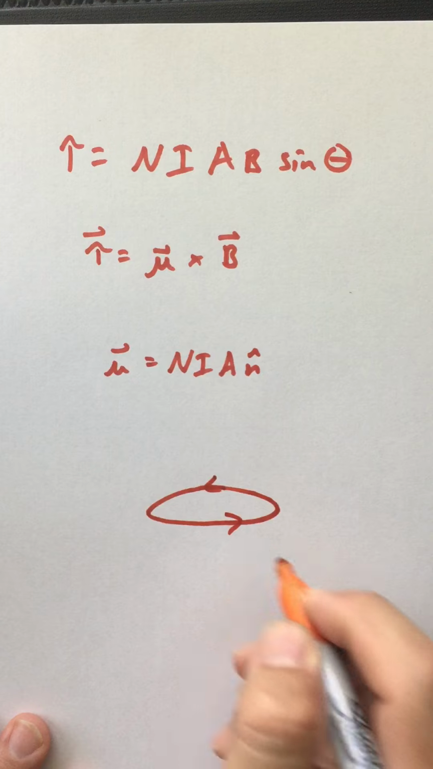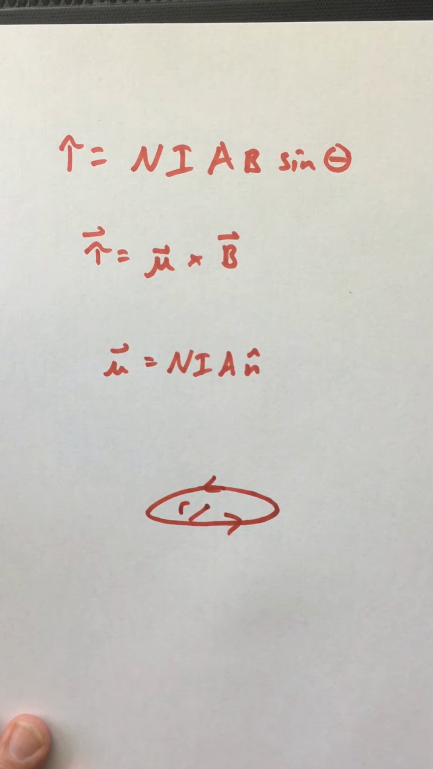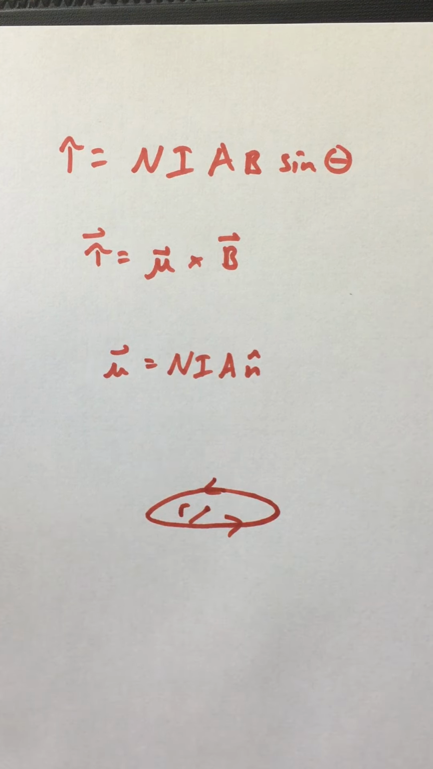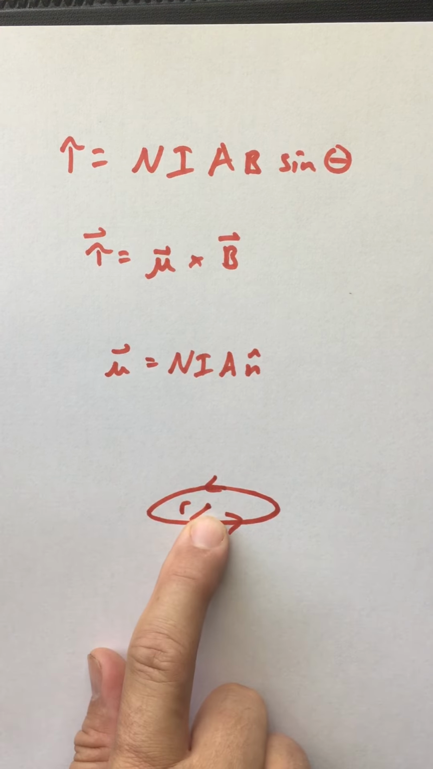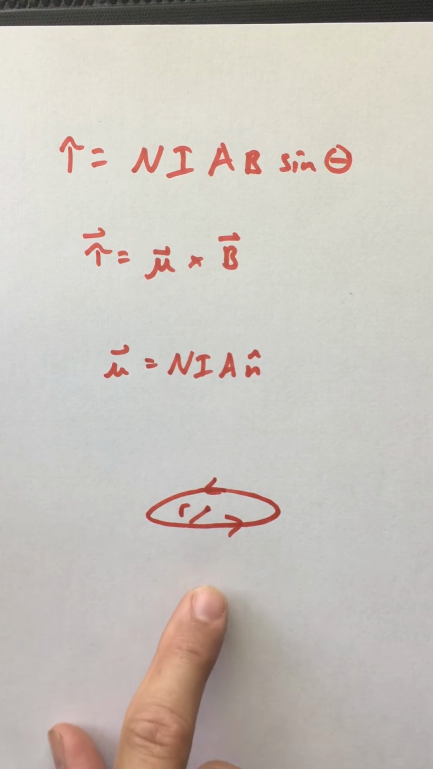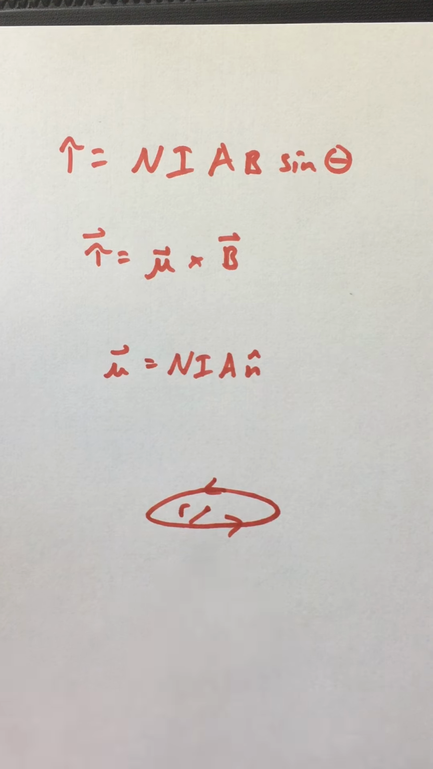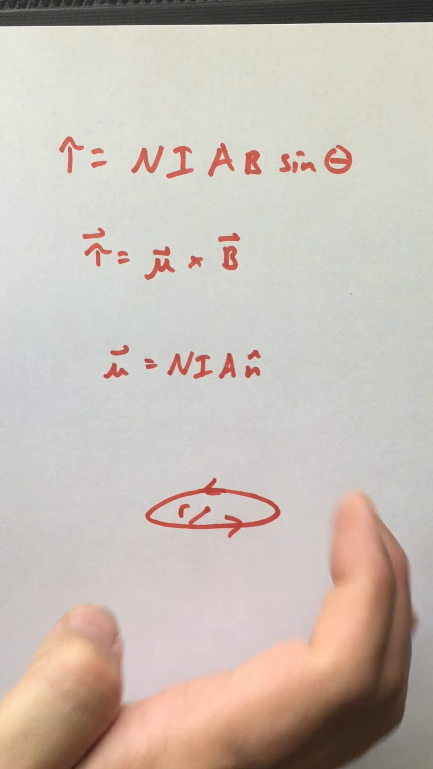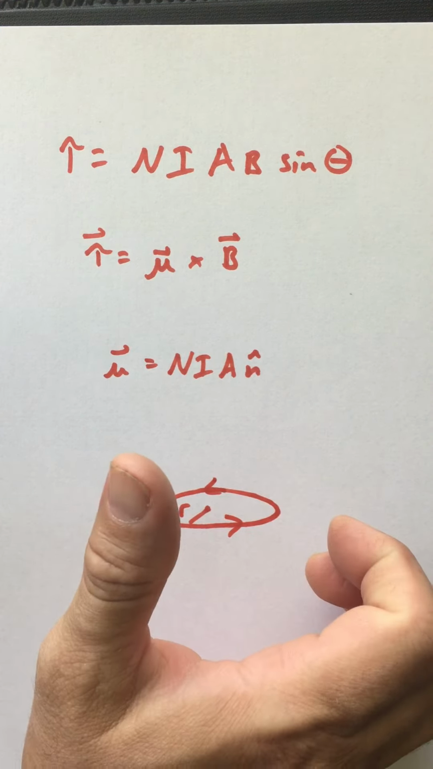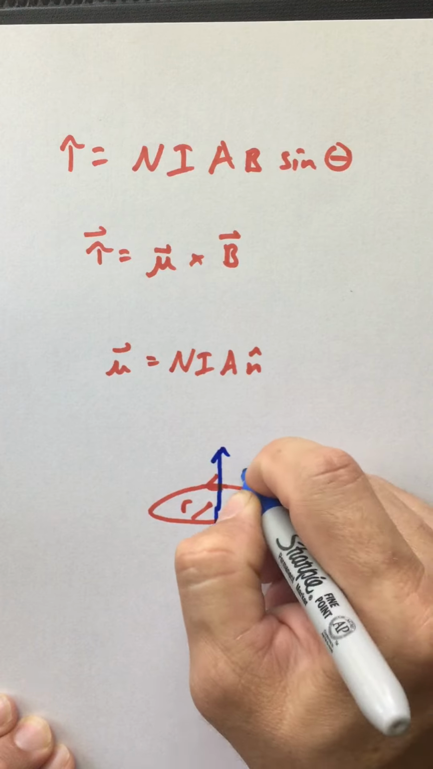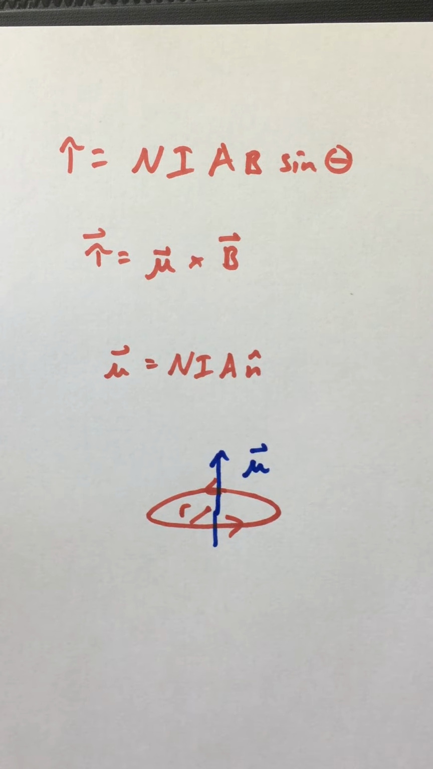So if this is a current, and this is a loop with some radius r, that makes it easy to calculate the area. The magnetic moment will be a vector perpendicular to this loop. To tell if it goes up or down though, we use the right-hand rule for fields, which is to say I put my fingers in the direction of what's curved. In this case, the current is curved, so if I wrap my fingers around that loop and stick up my thumb, I'm going to get a vector up. And so the magnetic moment of this loop looks like this. Of course, if the current was going the other direction, it would be down.